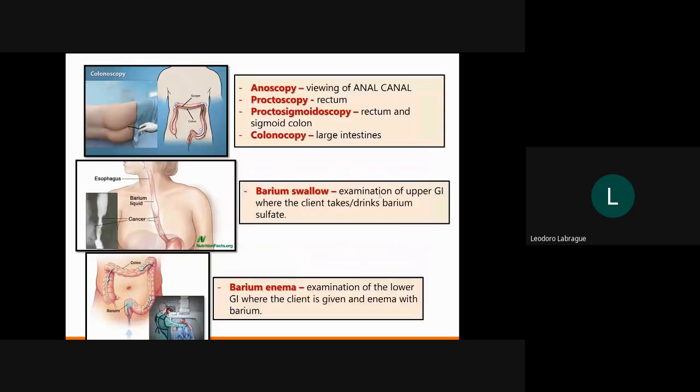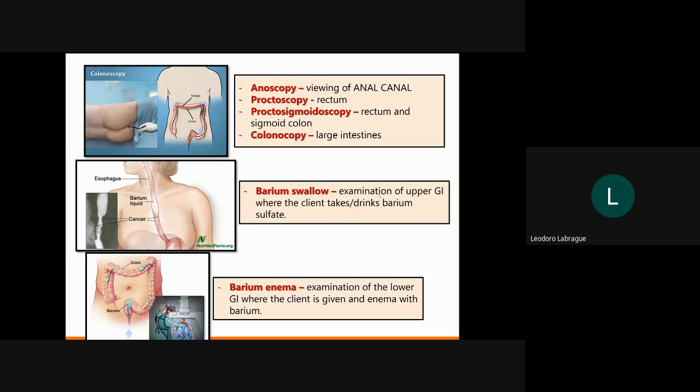Here are the procedures that we usually do in the hospital to visualize the gastrointestinal system using some apparatus. I'm so sorry if some photos are quite offending, but this is very important for our learning. I hope it is okay with you. Now, the first one is anoscopy. Anoscopy is a visualization procedure. From the word itself, oscopy means visualization procedure. Ano means anal canal or anus. That's why anoscopy is viewing of the anal canal.